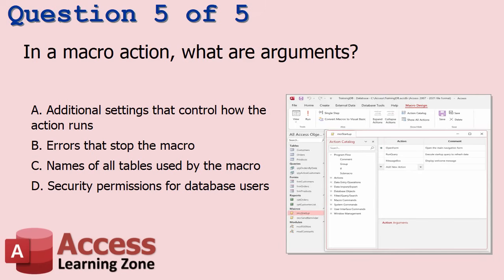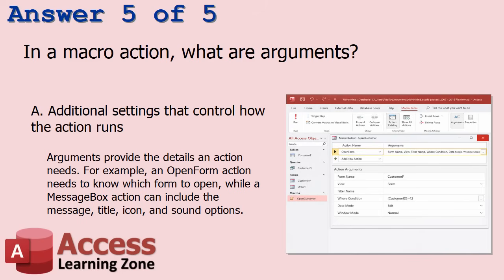All right, question 5. In a macro action, what are arguments? Additional settings that control how the action runs, errors that stop the macro, names of all tables used by the macro, or security permissions for database users. Arguments are additional settings that control how the action runs.